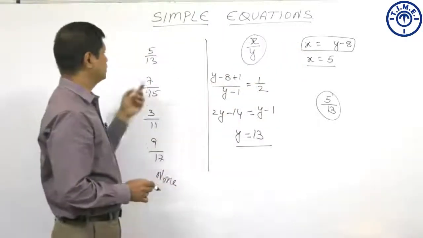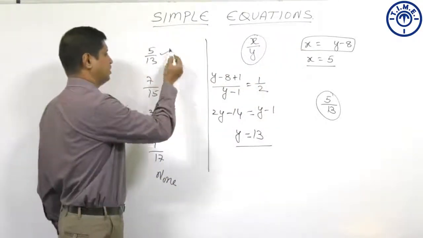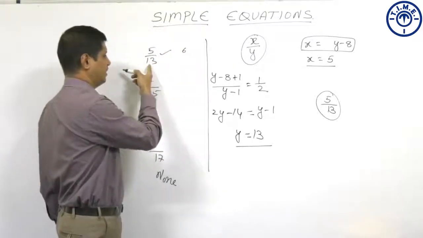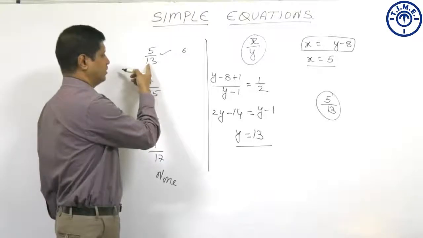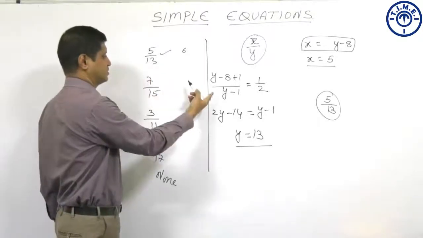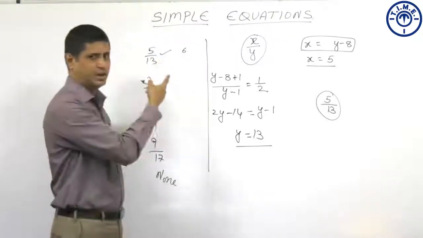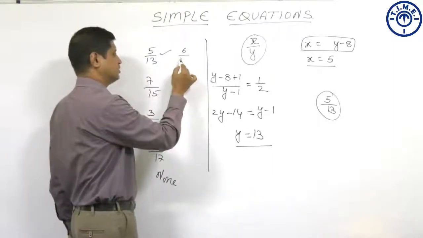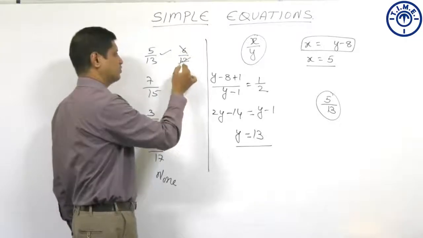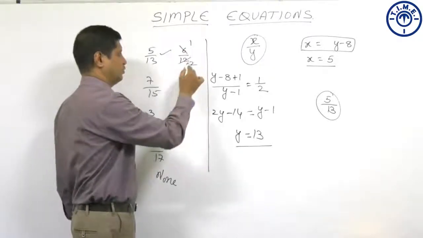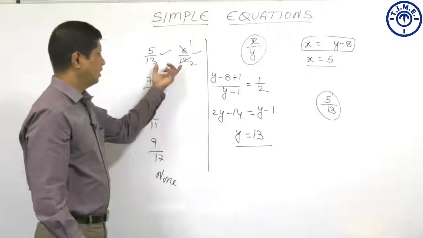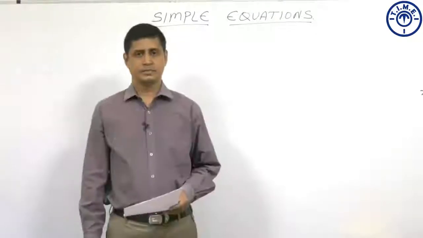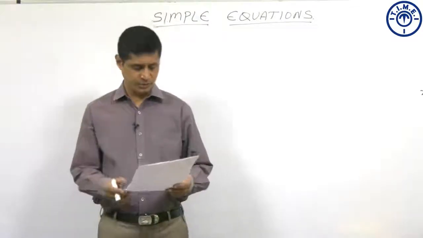The second condition here: when you add 1 to this 5, the result is 6, and when you subtract 1 from the denominator, the result is 12. What is the value of 6 by 12? It is 1 by 2, means this is the option which is satisfying both the conditions, hence the choice 1. Now, look at the next question.